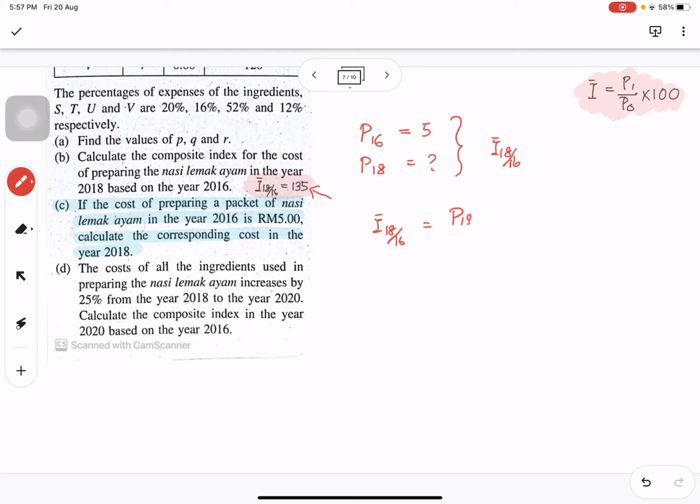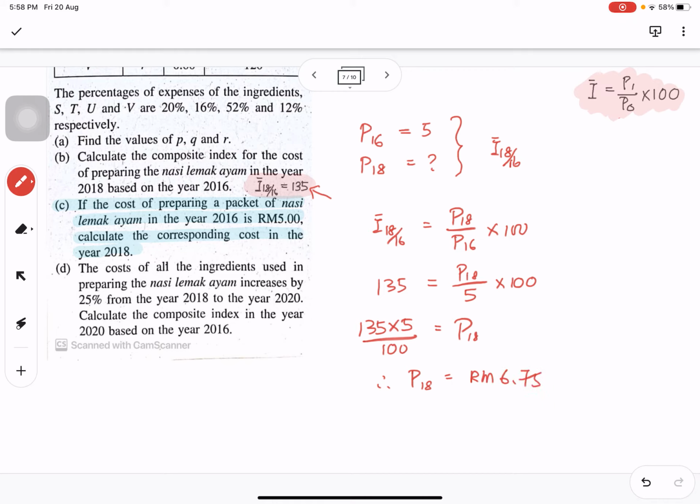So I bar 18/16 equals P18 over P16 times 100. The I bar here is 135, so 135 equals P18 over 5 times 100. So P18 will be equal to 135 times 5 over 100. Take out your calculator and press. What is the price of 2018? RM 6.75. So the price of nasi lemak ayam in 2018 is 6 ringgit and 75 cents.